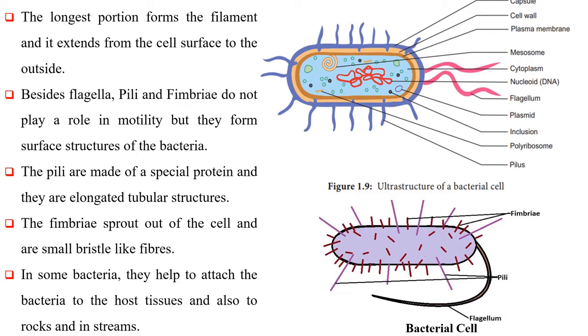Besides flagella, pili and fimbriae do not play a role in motility, but they form surface structures of the bacteria. The pili are made of a special protein and they are elongated tubular structures. The fimbriae sprout out of the cell and are small bristle-like fibers. In some bacteria, they help to attach the bacteria to the host tissues and also to the rocks in streams.